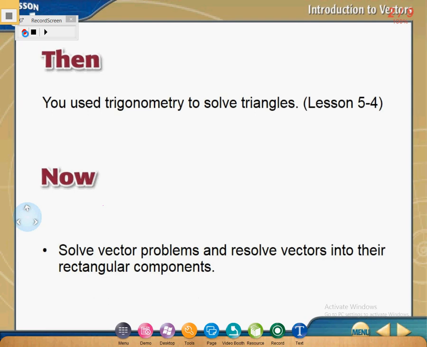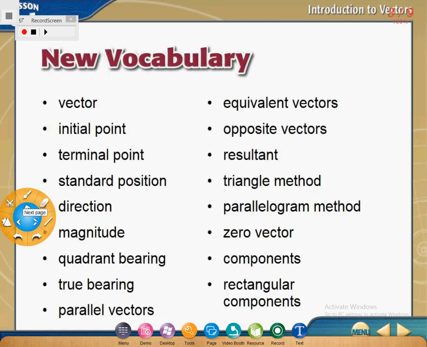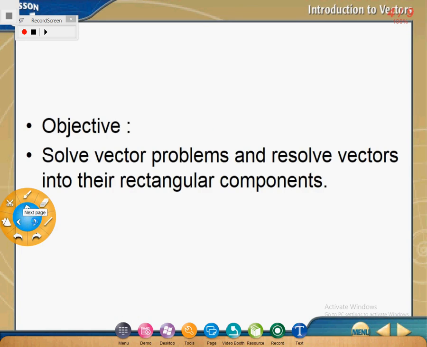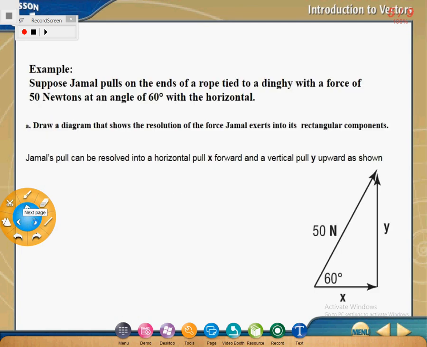The last objective we solved is solving vector problems and resolving vectors into their rectangular components. We took the rectangular components x and y, if you remember, and how to find the magnitude of them. And we can now say proudly that we finished all of these new vocabularies. I'm so glad that we finished. Okay, now let's start. Consider this as a revision.